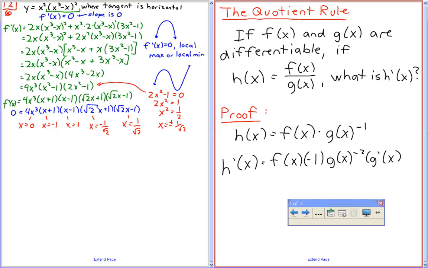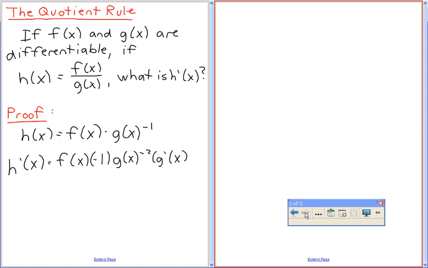So what we did was use the chain rule there on the g of x. Then we're going to say plus f prime of x times g of x to the negative 1. Did we lose anybody yet? So what we just did was we just used chain rule there, just like we did before. We're trying to do a general neat case for this, so we don't have to do all the messiness.